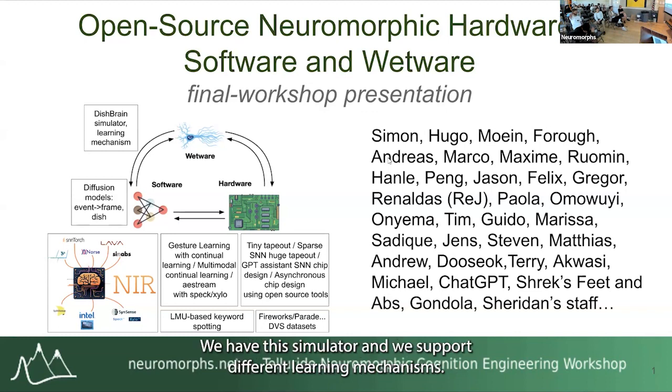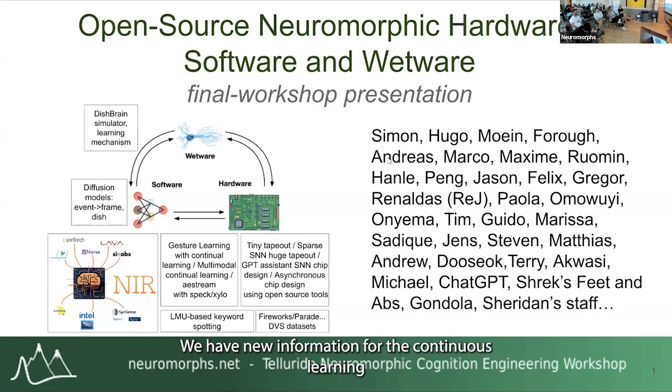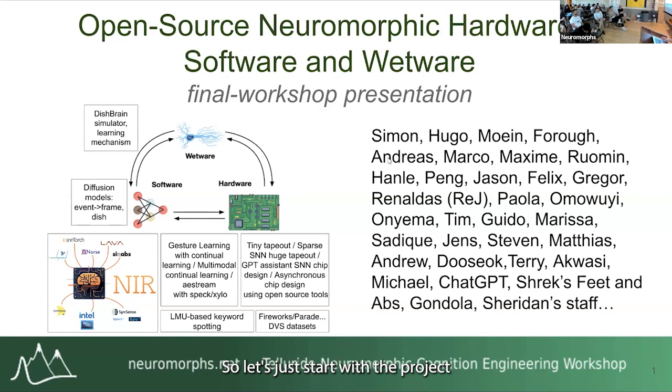We have the dish brain simulator. We explore different learning mechanisms. We have a diffusion model from event to frame. We have neural representation for continual learning, multimodal continual learning on ASTRING, both with Speck and Xylo. All the tape outs, sparse spiking neural network, huge tape out. We have GPT assistant spiking neural network chip design and asynchronous chip design with all the open source tools. We also have some LMU based neural networks, and then we have the fireworks data sets. So let's just start with the project.